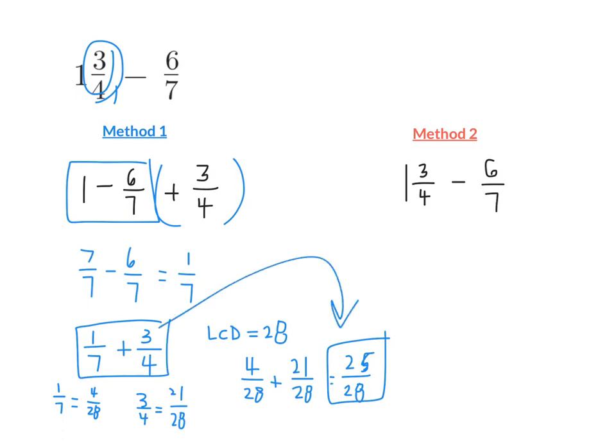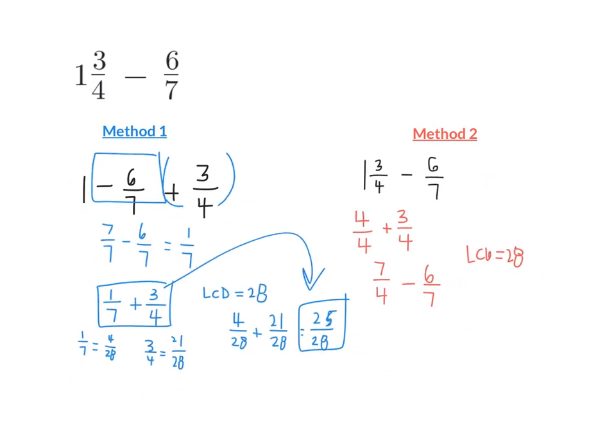Okay, now method 2 sometimes is easier too for some people. And it kind of changes depending on how the problem is set up. What you could do for method 2 is convert it into an improper fraction. I know that 1 is the same as 4/4, so I can think of this as 7/4 minus 6/7. Again, I have to do the same work of using the LCD, which is still 28, right?